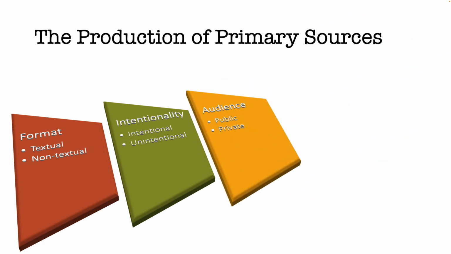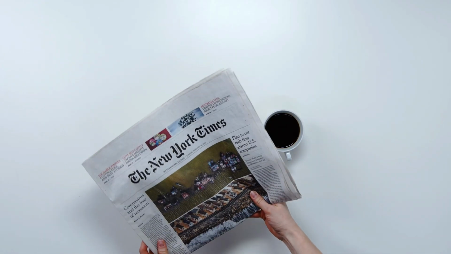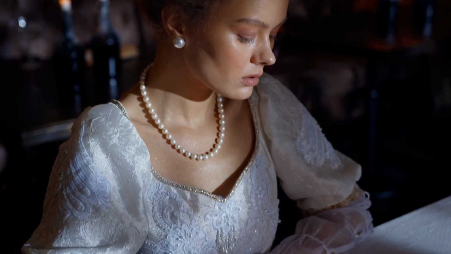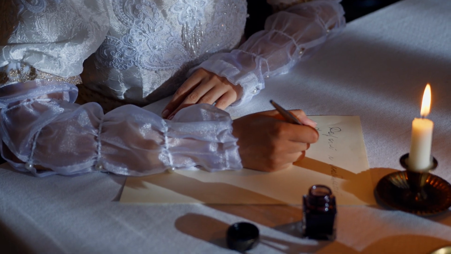Third, we might think of the audience of a primary source. Was a source produced in order to be consumed by a large public, or was it produced to be read only by a small handful of people? We might think of public items as things like newspapers. A newspaper gets produced so that lots of people can read it. A private primary source might be something like a letter that was intended for really only one person.